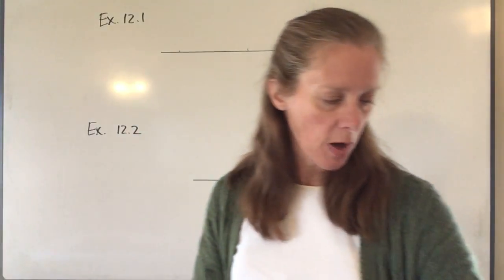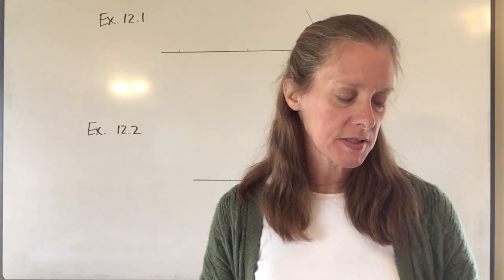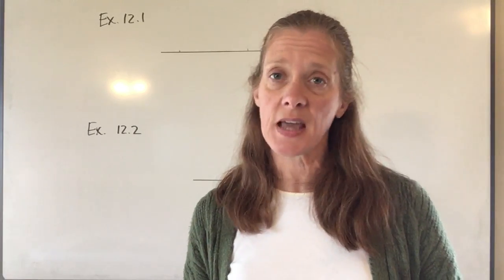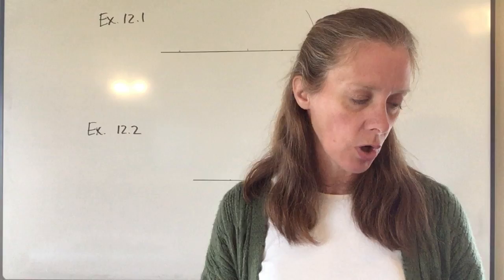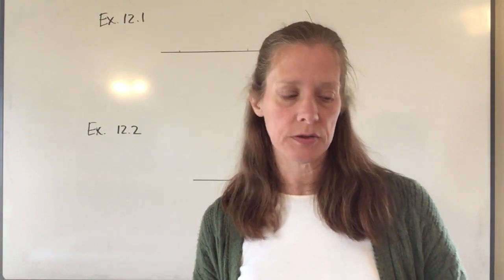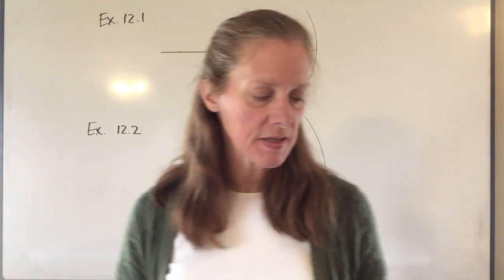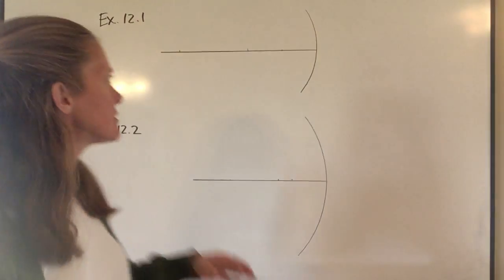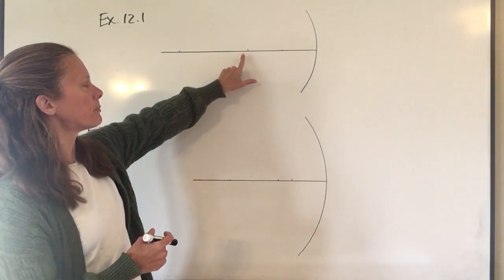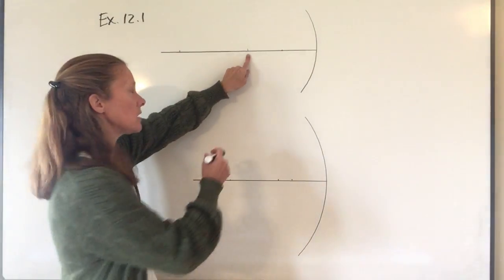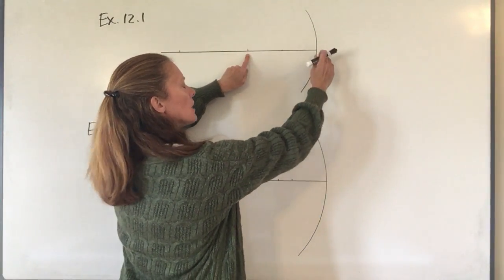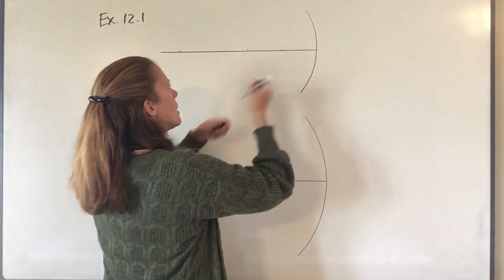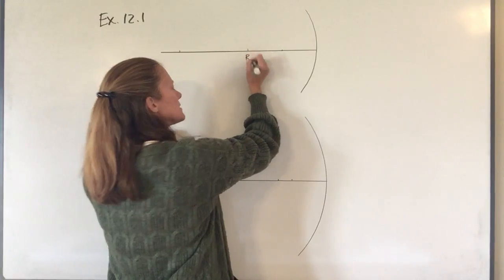So example 12.1 says an object is placed 20 centimeters from a concave spherical mirror that has a 10 centimeter radius of curvature. How will the object appear in the mirror? So what that means is that if your mirror has a 10 centimeter radius of curvature, the point of your compass is here, and from here to the end of the pencil is 10 centimeters. So that's where you're going to draw your arc. So this is where the radius is.